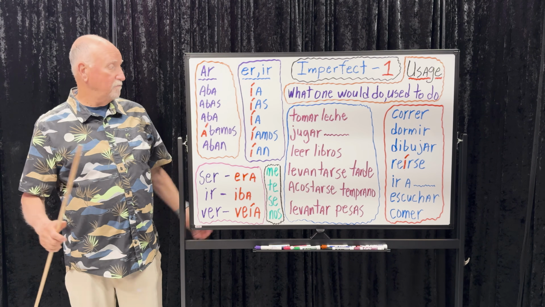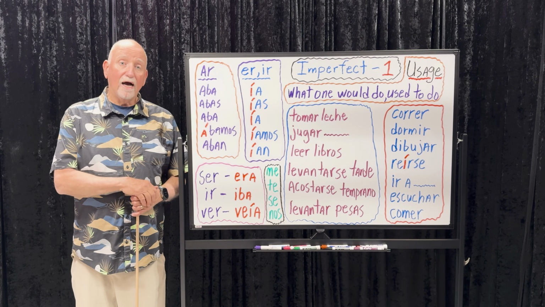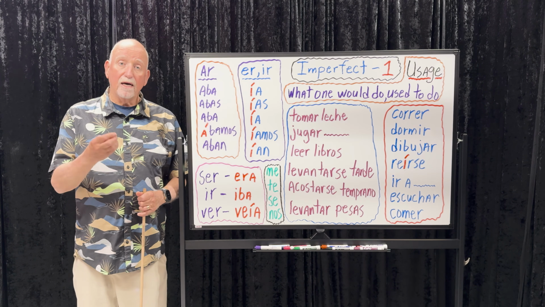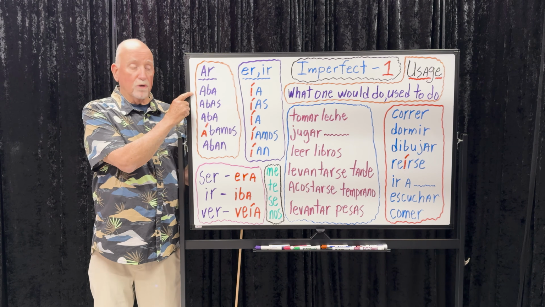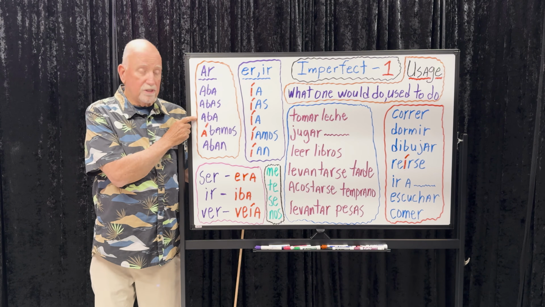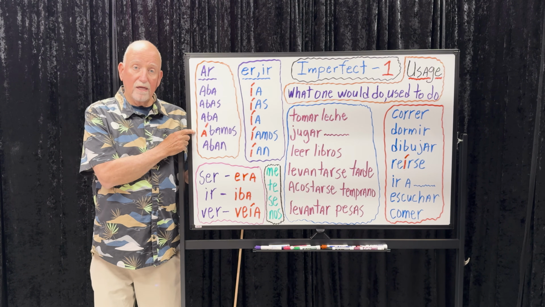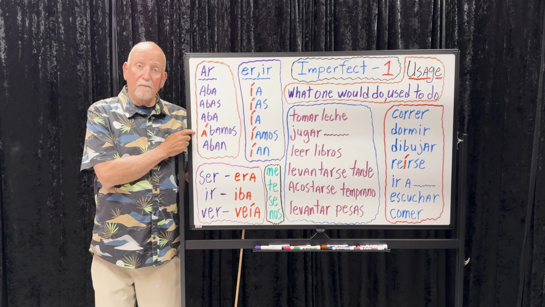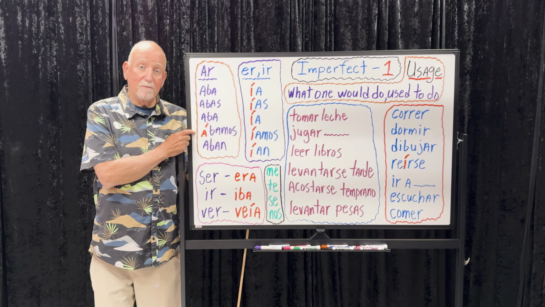There's an explanation. Let's take the verb viajar. V-I-A-J-A-R. Viajar. I used to travel a lot. Viajaba mucho. You used to travel a lot. Viajabas mucho. He or she used to travel a lot. Viajaba mucho. We used to travel a lot by plane. Viajábamos mucho por avión with our family, con la familia.